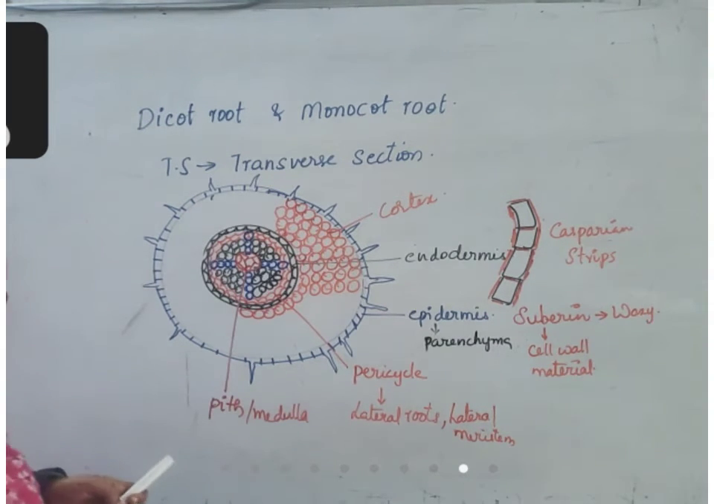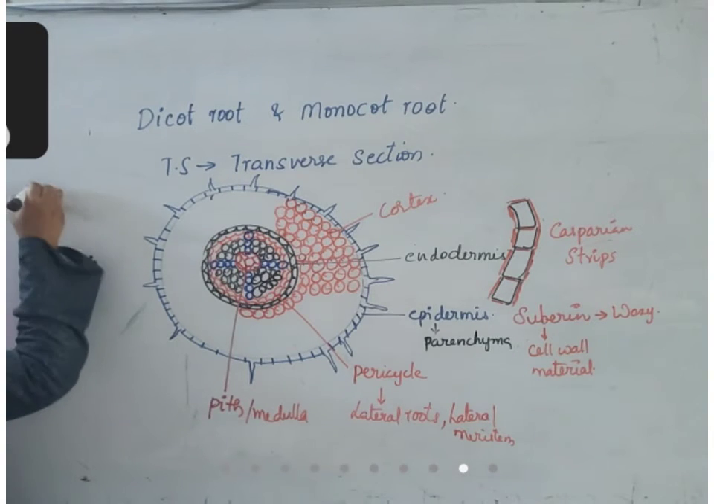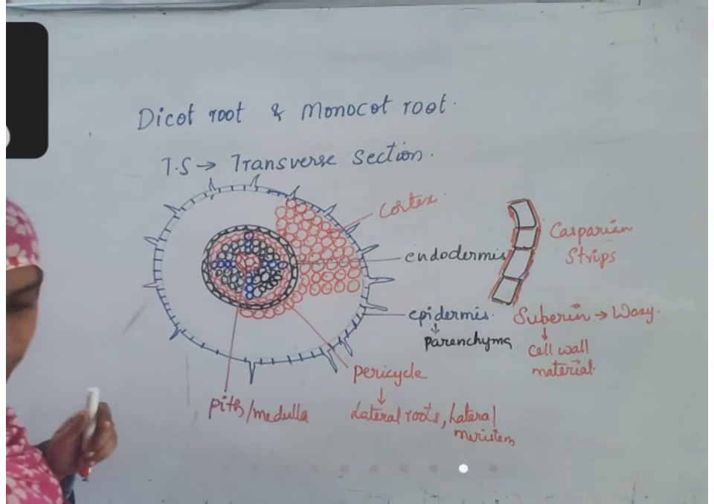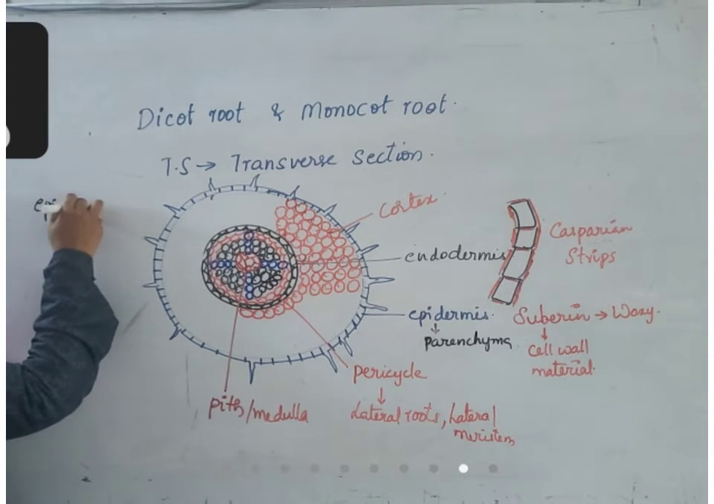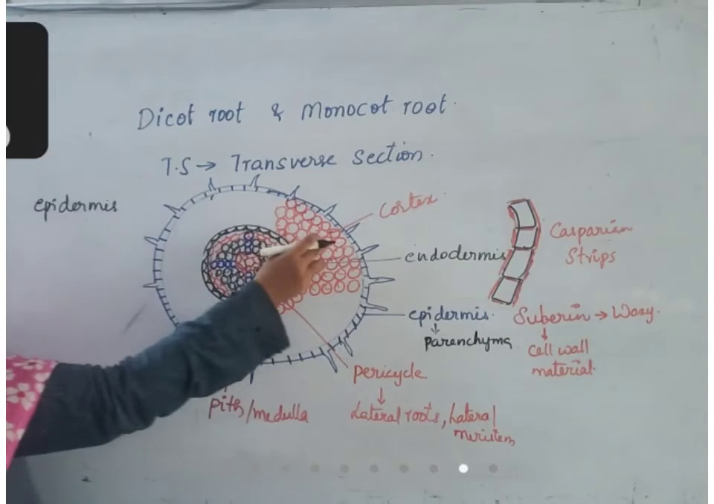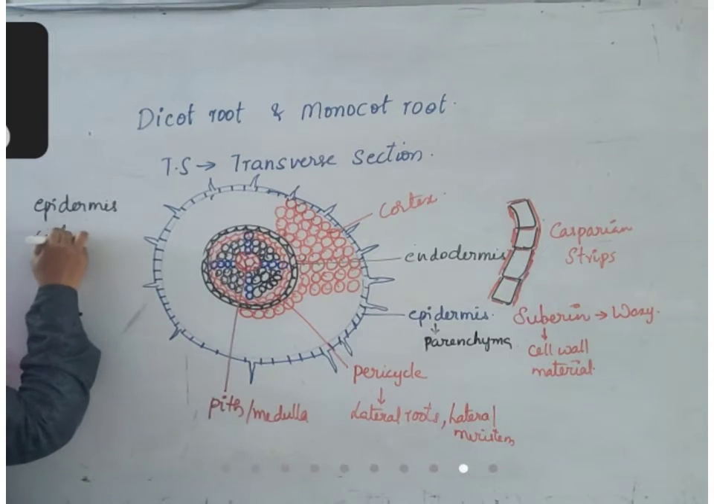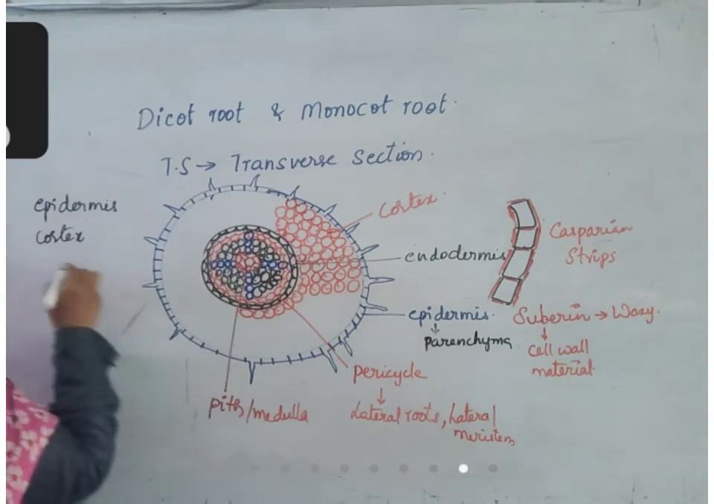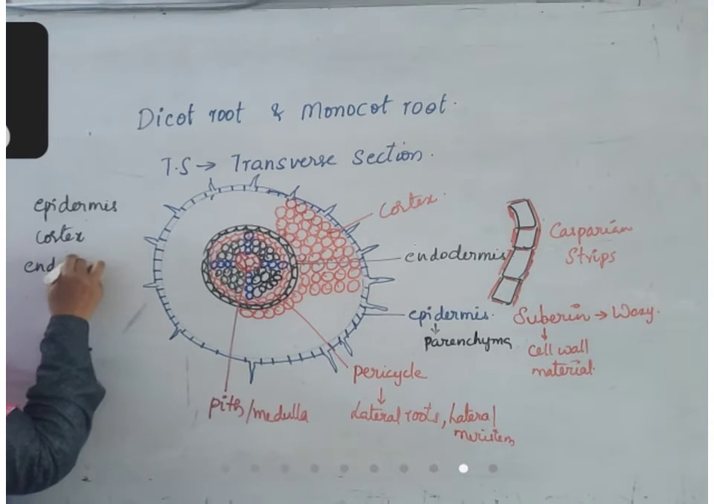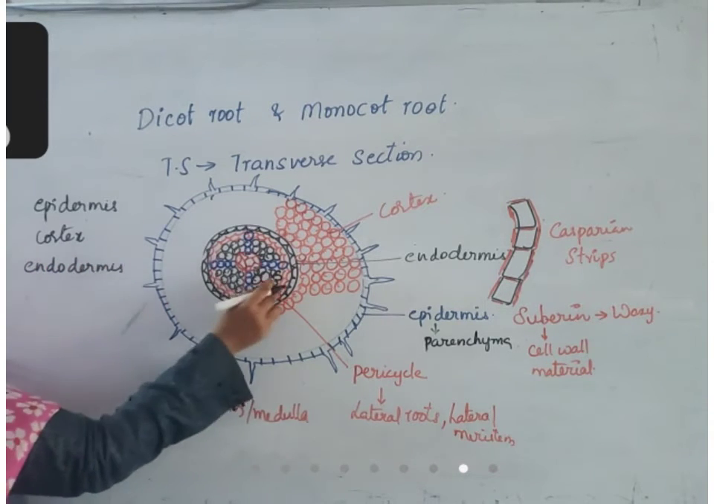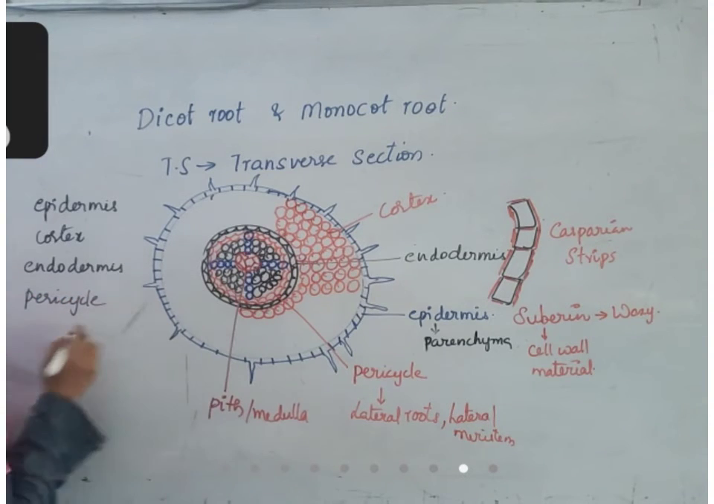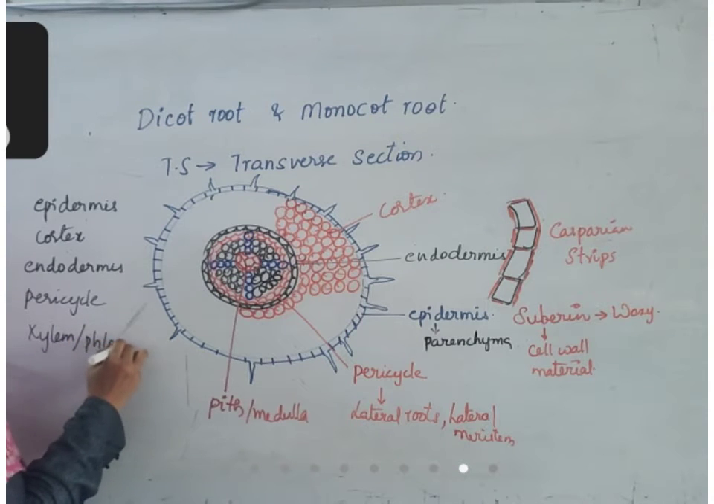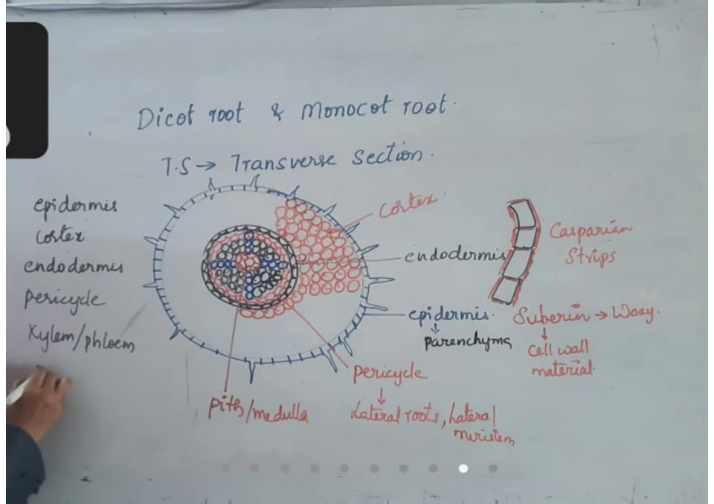Outermost layer is epidermis. After epidermis, cortex. After cortex, endodermis. After endodermis, pericycle. After pericycle, xylem and phloem. After that, pith.